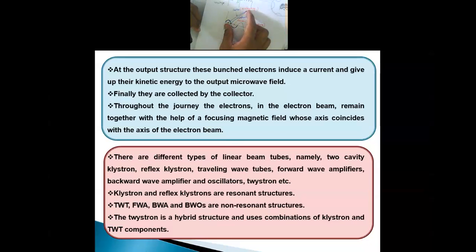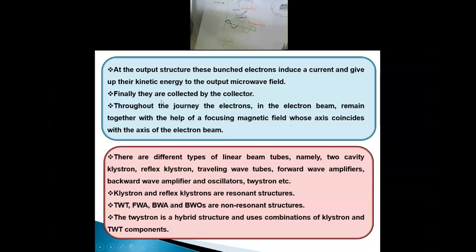Whatever the energy is there, for this particular electron, they provide their energy to the microwave field, and because of that, your microwave signal gets amplified. So amplification takes place in the tube, and then finally the electrons are collected by the collector.